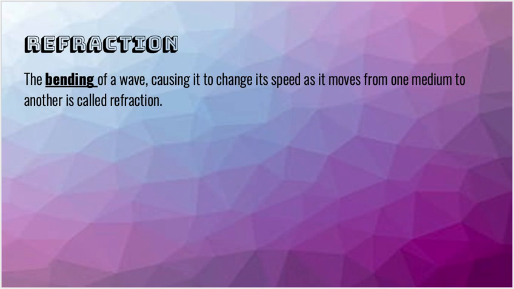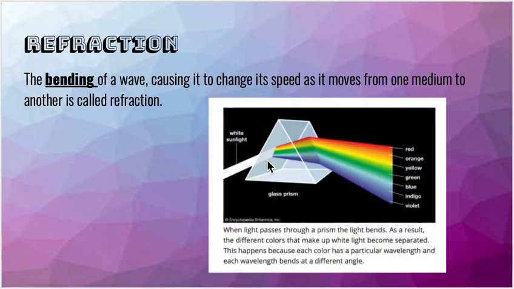So refraction is the bending of a wave, which causes it to change its speed as it moves from one medium to another. This is refraction. So it's going through a medium. In this example, it's going through a glass prism. So you have your white light, which is your sunlight, and it goes through the glass prism, and it's going to show you all of the colors of the rainbow. So when light passes through a prism, this light is bending. As a result, the different colors that make up white light become separated. This happens because each of the colors has a particular wavelength, and each wavelength bends at a different angle.